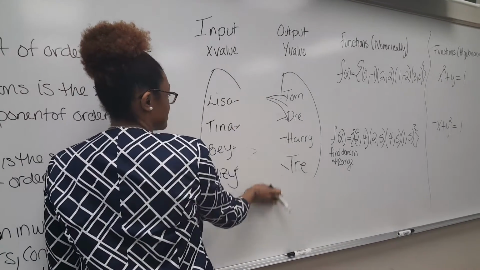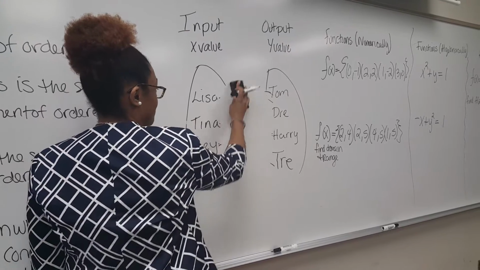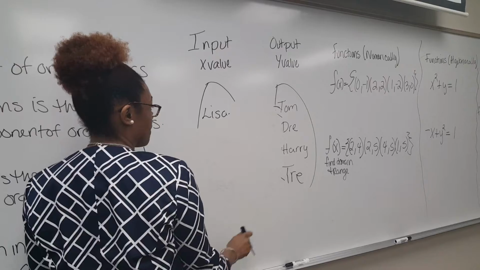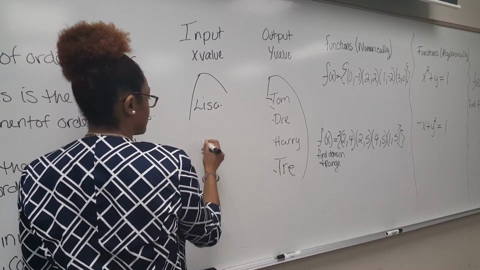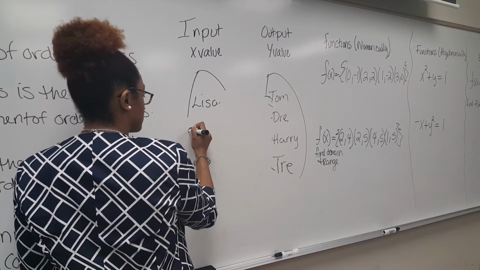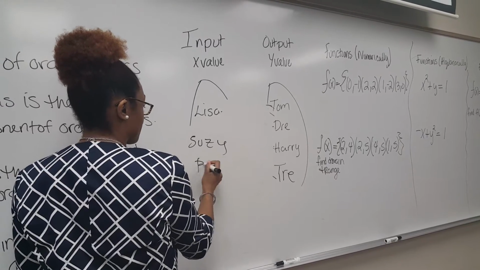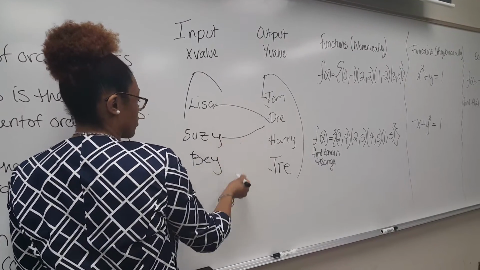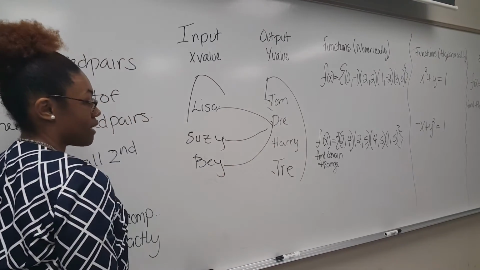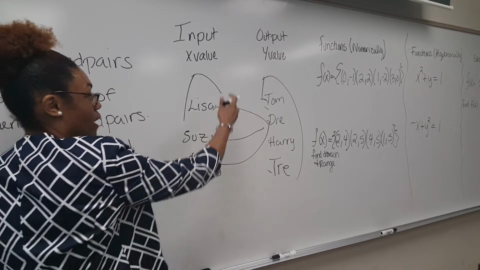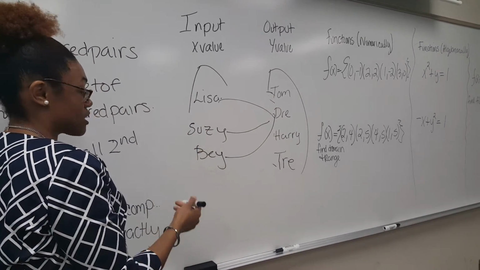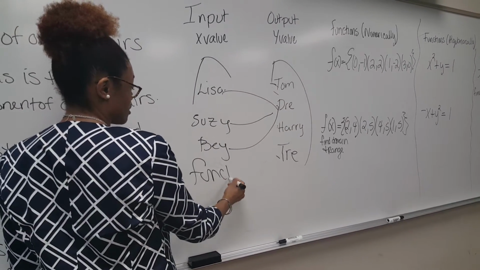But if I change this up completely, and take all of these young ladies off, let's say, no, let's put them back on, Susie and Bay. Let's say Dre's going with Lisa, Dre's going with Susie, and Dre is going with Bay. Dre is the man. He has 3 females. This would be considered a function, okay?